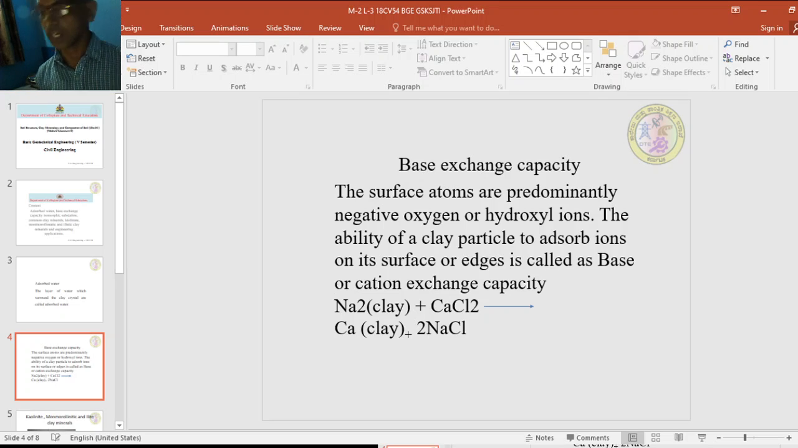and the soil becomes calcium clay. As we know, calcium is very good, and in the presence of water, a calcium hydrate reaction takes place, and it increases the bearing capacity. Thereby useless soil is converted into useful soil of very high bearing capacity. So for this type of ground improvement technique, we are using base exchange capacity.